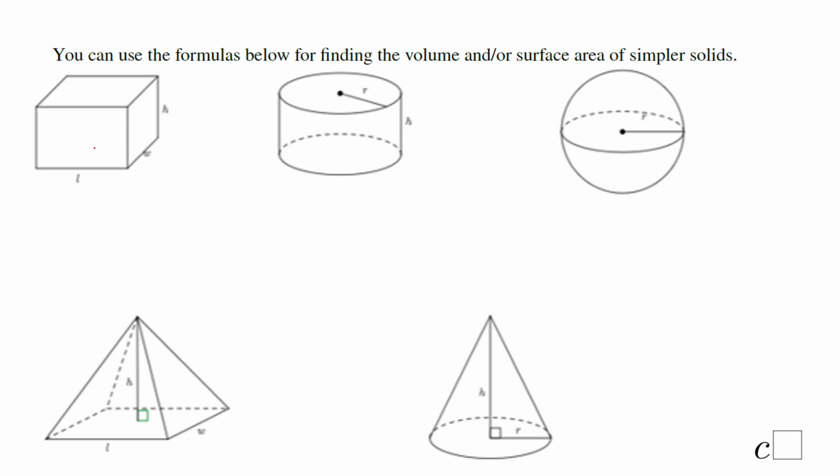This is a rectangular prism, and you notice I put length, width, and height. I think it's easier to use this formula for the volume: length times width times height. For the lateral area, in this case, you're going to have two lateral faces that are 2 times W times H, and the front and back, which are going to be length times height.